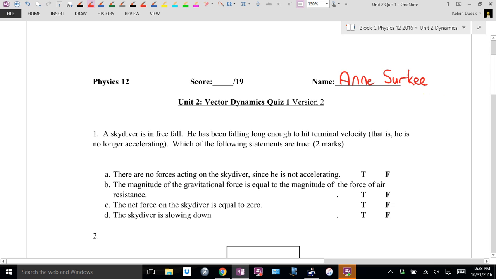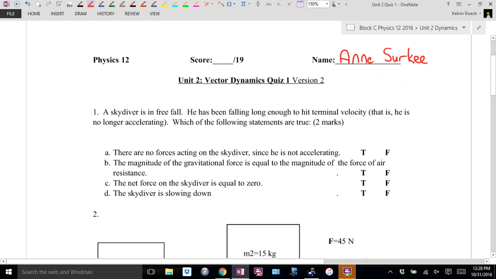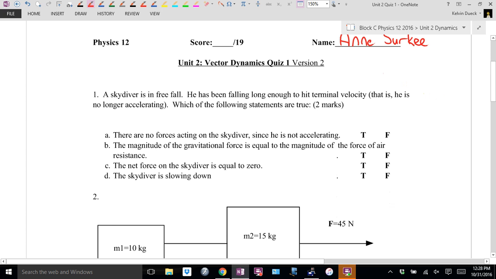Number one, a half mark for each answer. That's why it's worth a total of 2 marks. A skydiver is in free fall. I mentioned that I jumped out of an airplane. He's been falling long enough to hit terminal velocity, so he's no longer accelerating. Which of the following statements are true? A, there are no forces acting on the skydiver since he's not accelerating. True or false?